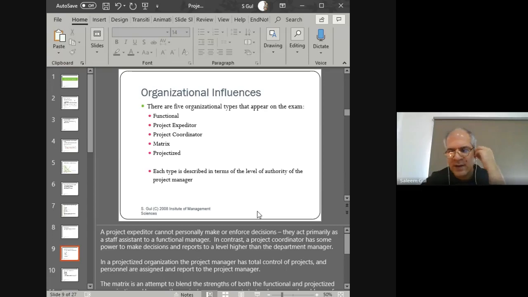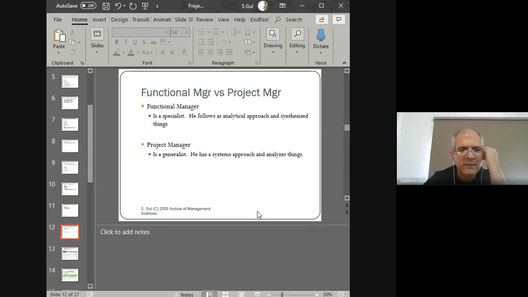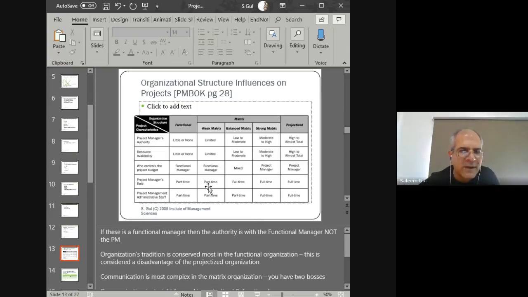So in that case, what happens is that this thing happens, right? The project manager, because they were part-time, had little or no authority level. They had little or no resource availability. Who controlled the budget? It was the functional or the operational manager, right? I'm looking at the functional hierarchy and its column here, right?